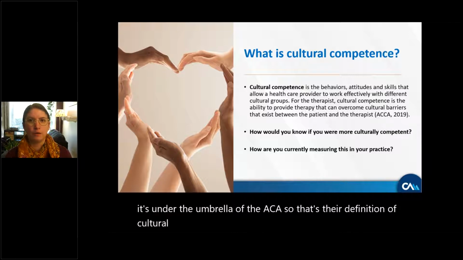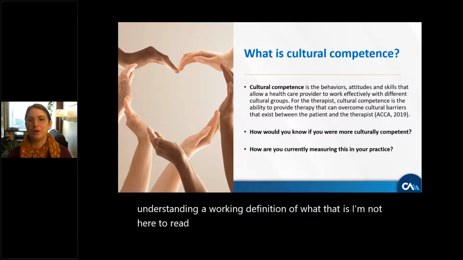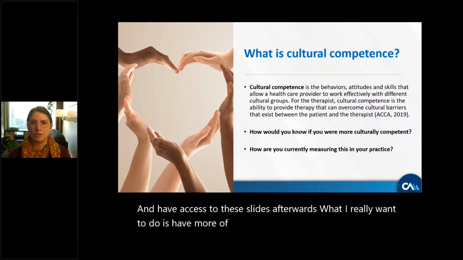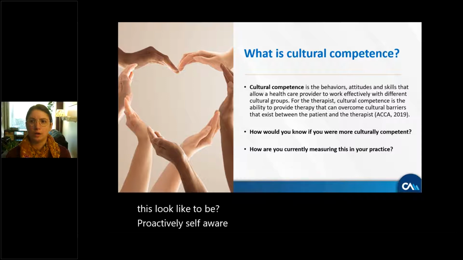I still think it's helpful to have a working definition of what that is. I'm not here to read slides, so I'm not going to read whole paragraphs. You obviously can see this yourself and have access to these slides afterwards. What I really want to do is have more of a conversation around this. What does it look like to be proactively self-aware around cultural competence and awareness?